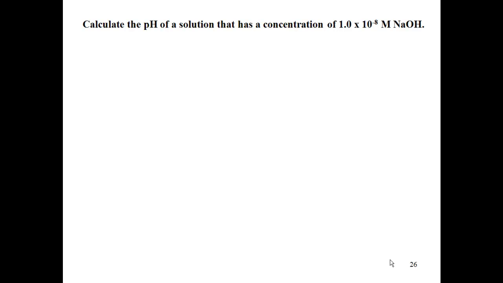So then we write the dissociation of our sodium hydroxide, which breaks up into sodium ions and hydroxide ions. Since it's a strong base, we know it's going to break up 100%, which means I get 1.0 times 10 to the minus 8 molar of sodium and 1.0 times 10 to the minus 8 molar of hydroxide. We're looking for the pH, so the sodium is not something I'm going to worry about in this case. The only thing we have to worry about is the hydroxide.